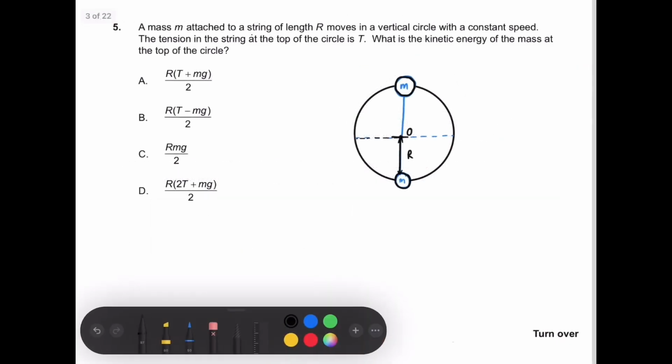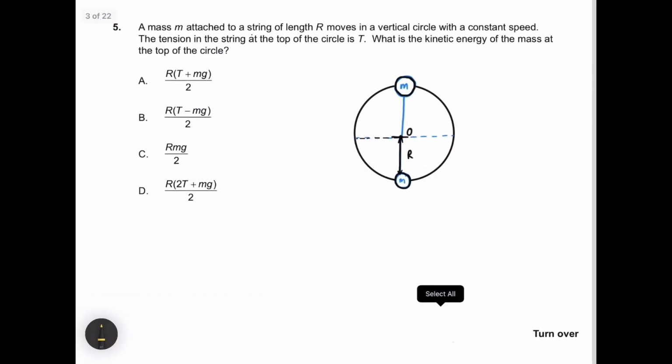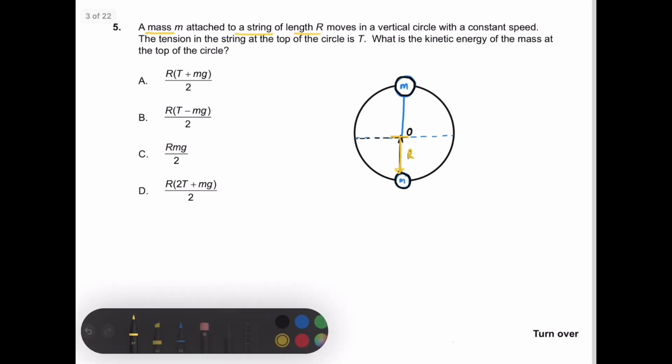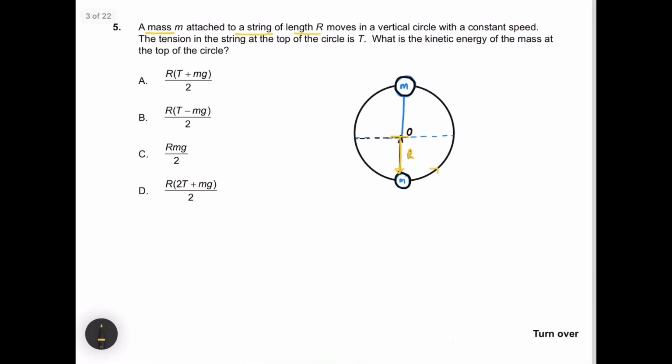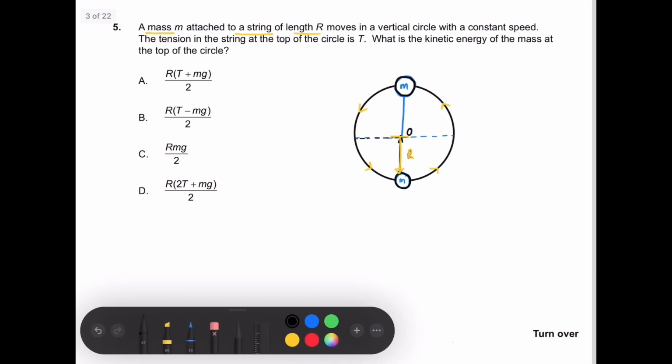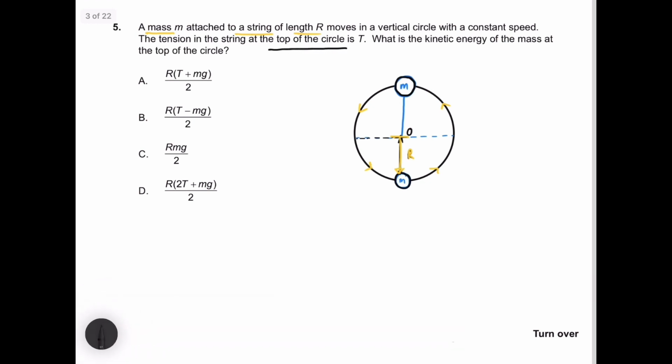In this question, it is given that there is a mass m attached to a string of length r, and it moves in a vertical circle with a constant speed. So it's moving in this vertical circle, traveling from the bottom of the circle to the top of the circle with a constant speed. The tension in the string at the top of the circle is T. We have to find the kinetic energy of the mass m at the top of the circle.